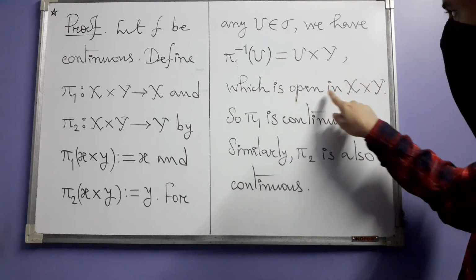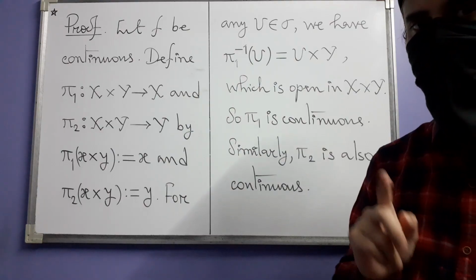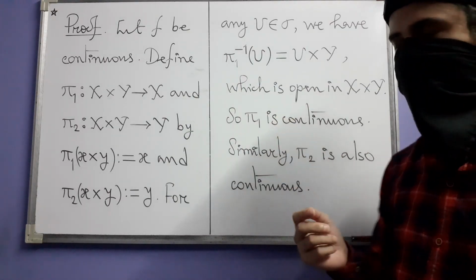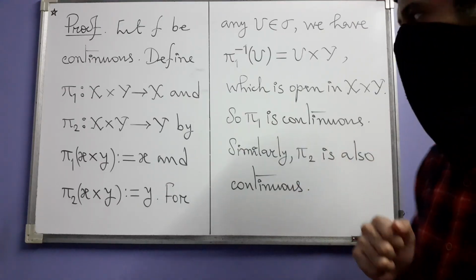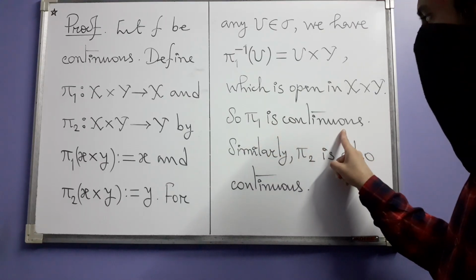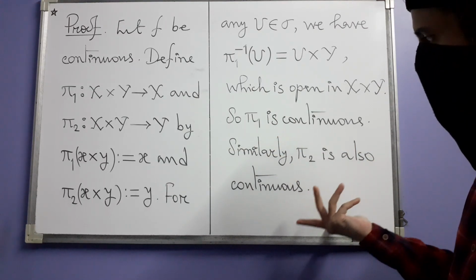However, this is open in X times Y. Actually, this is a basis element for the product topology on X times Y. But anyway, it's open. So that is why pi1 is continuous. Similarly, pi2 is also continuous.